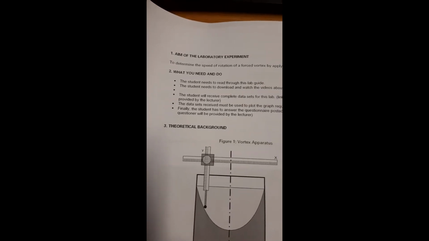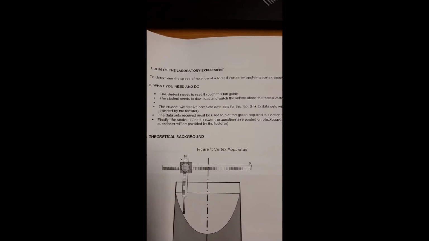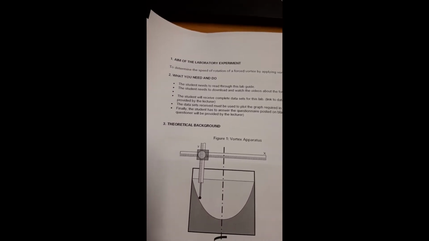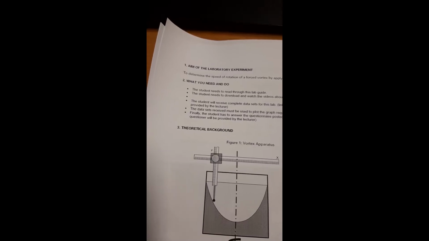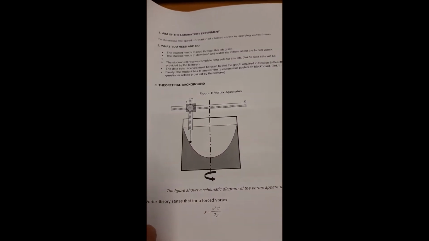Okay, so this is what your lab guide is going to look like. You have your table of contents, then the aim of the experiment, and that's to determine the speed of rotation of a forced vortex by applying vortex theory. Then the second one is what you need to do. Then we have the theoretical background of the forced vortex.